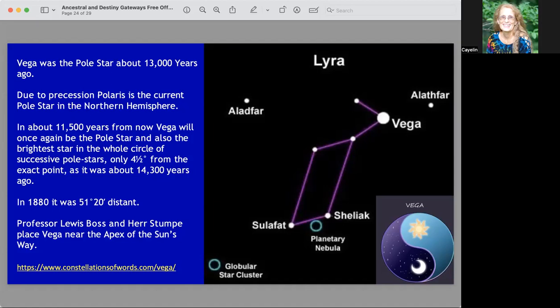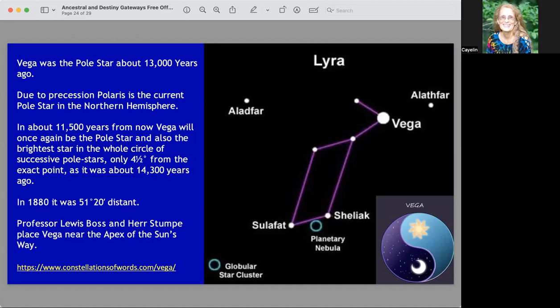And literally Cygnus has a star, is it Deneb, or you might remember, Eric? Deneb. Yeah, that becomes the pole star at some point in that 13,000 year cycle, whatever you want to call it. So anyway, in about 11,500 years from now, Vega will once again be the pole star and the brightest star in the whole circuit of the successive pole stars.